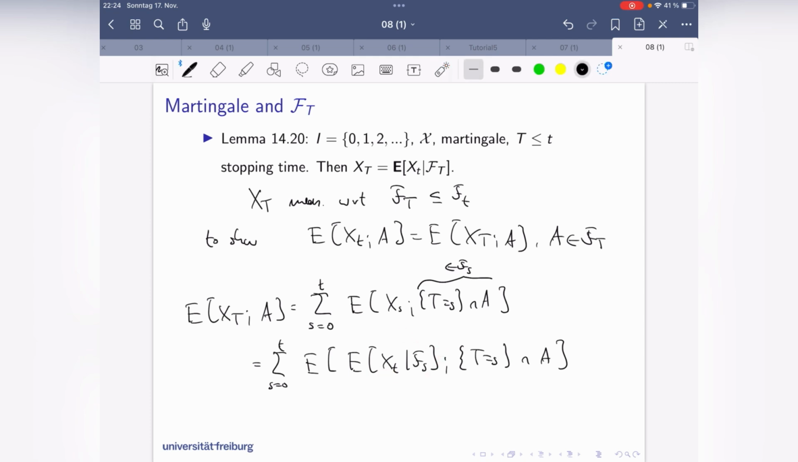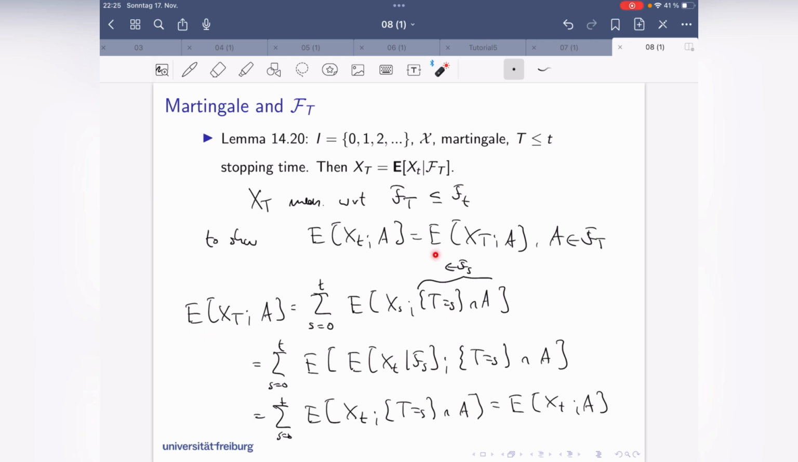Sum over s equals 0 to t, expectation of X_t on the set T equals s intersected with A. And now I have to pull everything together, since I'm summing over all cases of s. So this here goes away, and I will have the expectation of X small t over the set A, which is exactly what I wanted to show. So I'm starting here from the right-hand side, and I'm ending with the left-hand side, and that's what I wanted to show. So we are done.